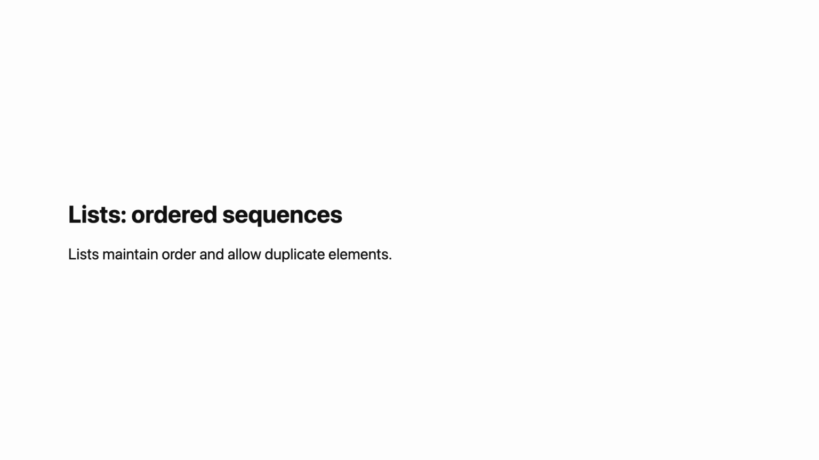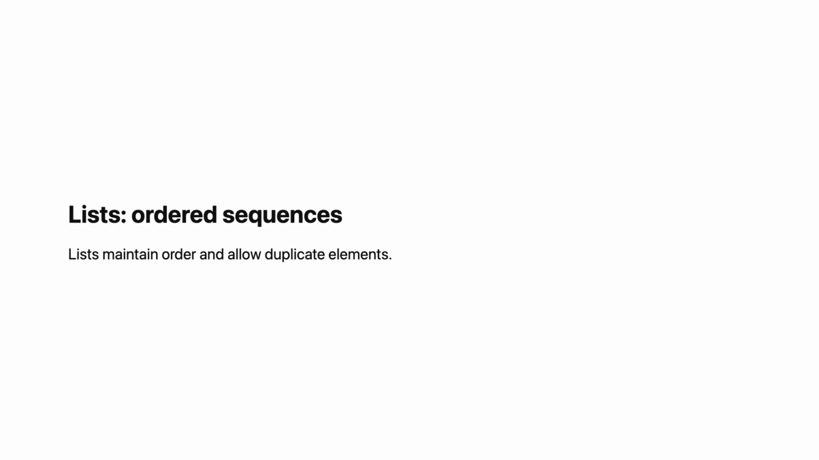Common operations on lists: add an element, remove an element, get element at position, find if element exists, get the length. Lists are versatile: task queues, search results, message histories. Anytime you have an ordered sequence of things.